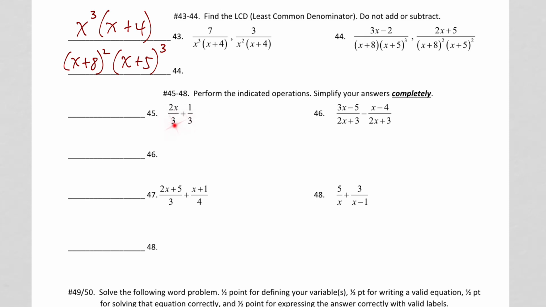For this, because we have a common denominator, we simply add the tops and keep the denominator.